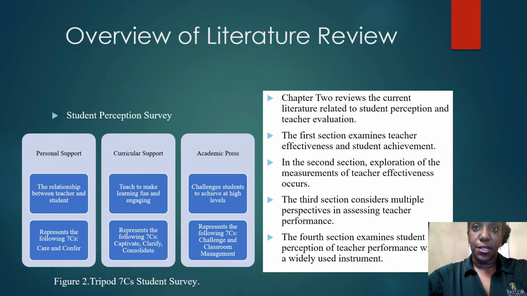An overview of the literature associated with the teacher evaluation process, teacher effectiveness, and student perception of teachers. Chapter 2 of my dissertation reviews the current literature related to student perception and teacher evaluation. The first section examines teacher effectiveness and student achievement. Teacher effectiveness research reveals disproportionality in student achievement scores on standardized tests and teacher evaluation scores. While student standardized test scores decline, teacher evaluation scores continue to rise. Therefore, teacher evaluation scores do not align with student achievement scores.